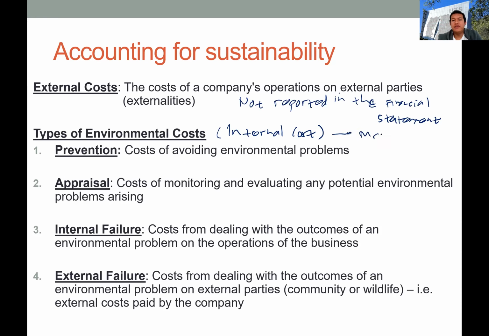Okay, so we have four types of internal costs for environmental related activities. First we have the prevention costs. This is basically the cost related to any kind of prevention activities. For example, the cost of purchasing new environmental equipment, the cost of hiring new environmental experts. That kind of cost should be categorized as prevention costs.